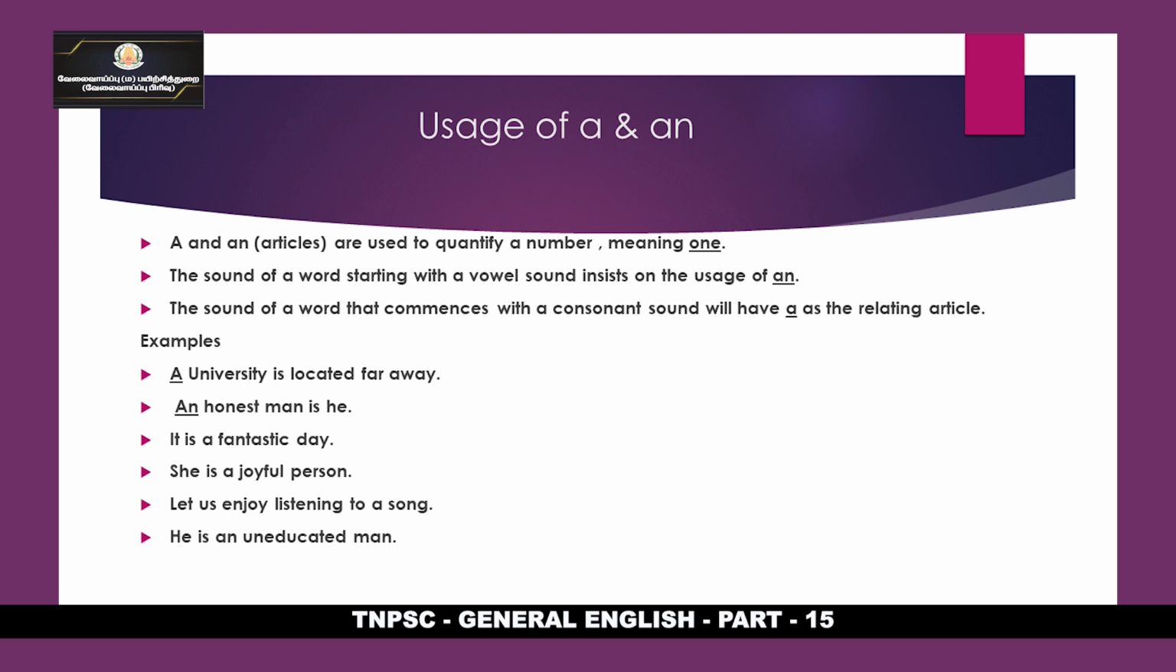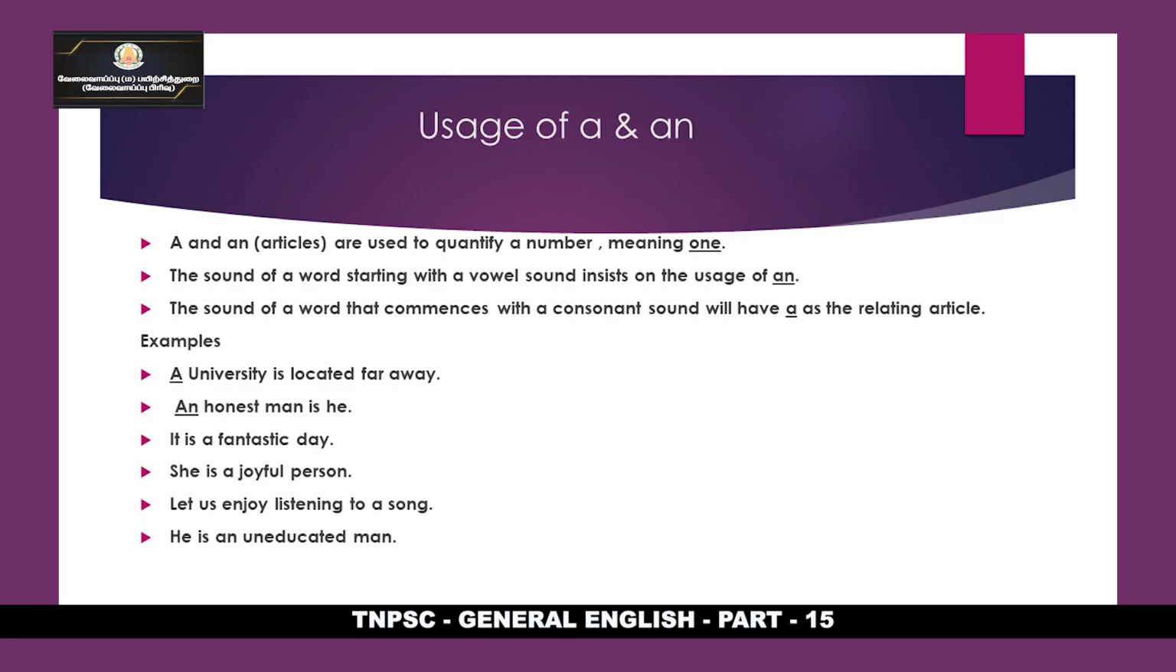A and an, therefore, are articles that quantify, meaning one. They refer to one in number. The sound of a word that starts with a vowel should insist on the usage of an. So, an apple, an orange, an ink bottle, an egg, an umbrella. These are the sounds that should be specifically present if you want to insert an as an article.